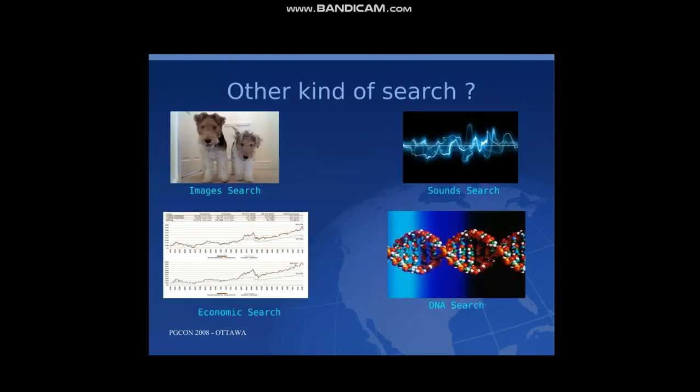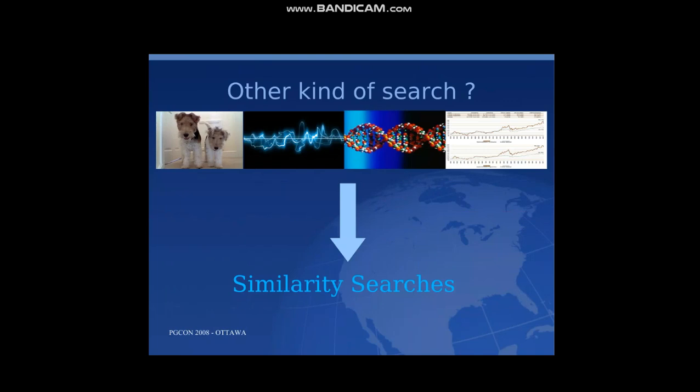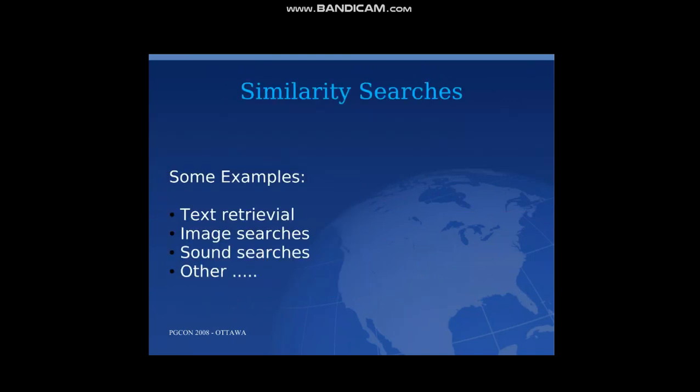Other kinds of search: image search, sound search, economic search, DNA search. Other kinds of search: similarity searches. Some examples: text retrieval, image searches, sound searches.